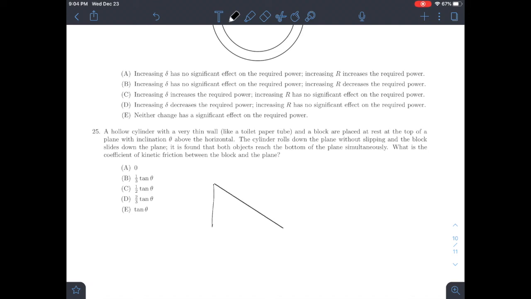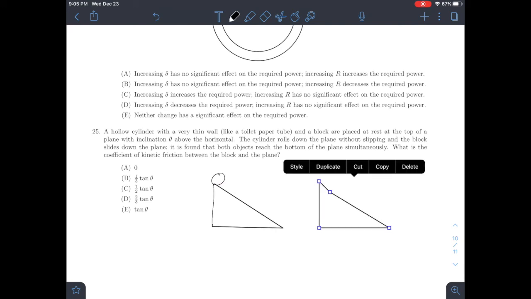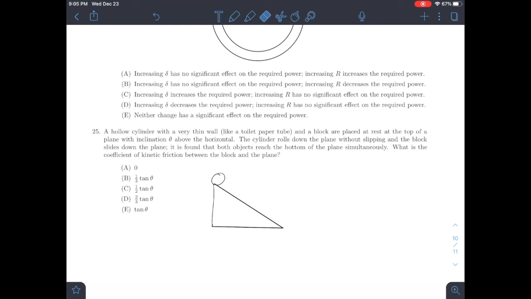Yeah. Question number 25. A hollow cylinder with a very thin wall, like a toilet paper tube, and a block are placed at rest at the top of a plane with inclination of theta above the horizontal. The cylinder rolls down the plane without slipping, and the block slides down the plane. It finds that both objects reach the bottom of the plane simultaneously. What is the coefficient of kinetic friction between the block and the plane? So here we have two identical ramps, with one rolling down a hollow cylinder, another one rolling down a block with some friction.